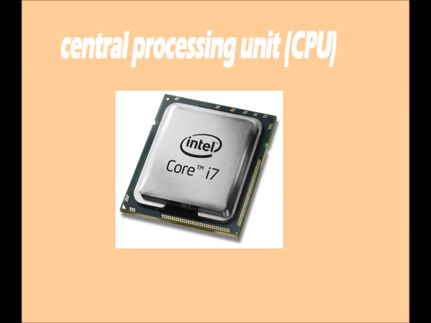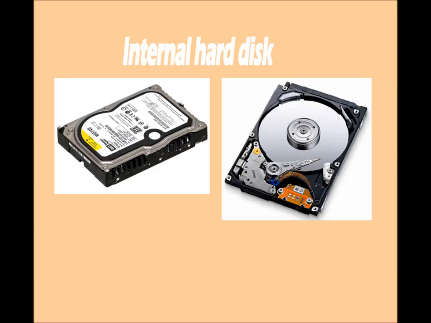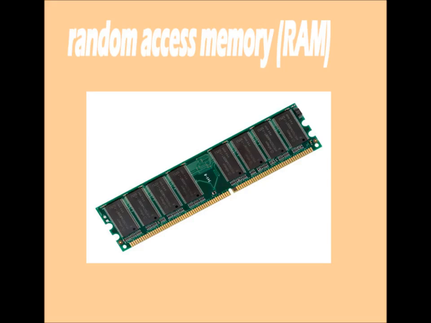Examples of hardware: the Central Processing Unit, CPU, is the part of the computer which processes the commands. Internal hard disk is the computer's main memory. This is where the application software, operating system, and data files are stored. The main advantages of a hard disk are the fast data transfer and access time, and the large capacity to store data.